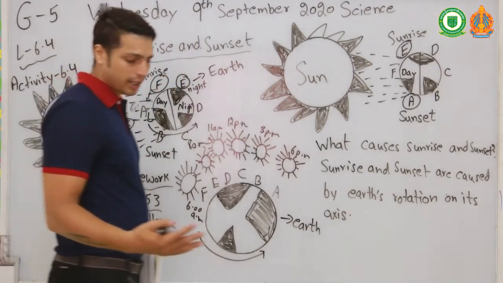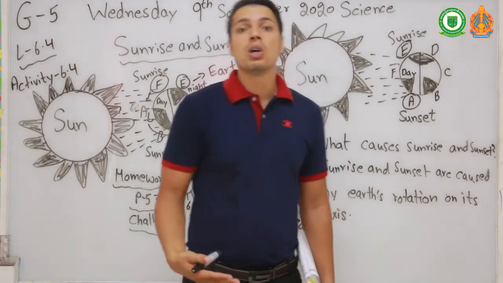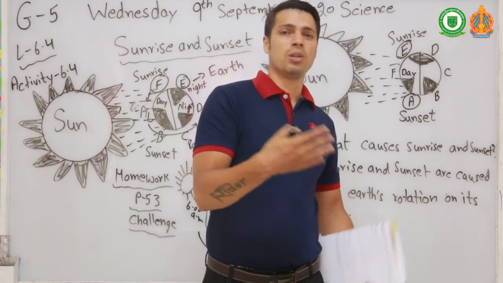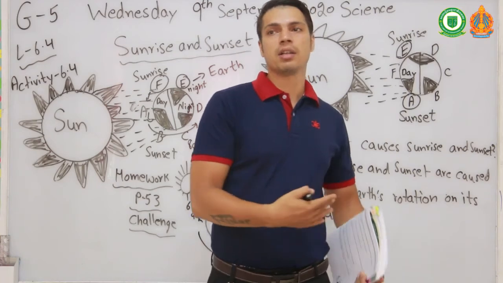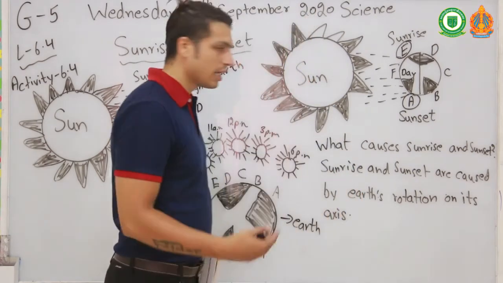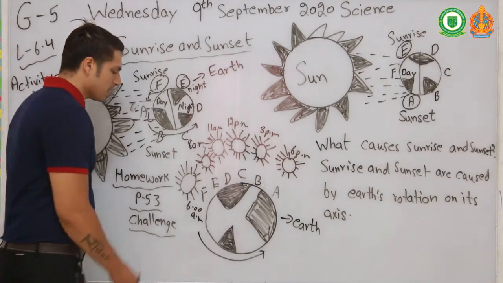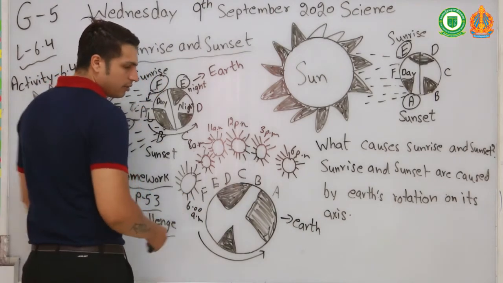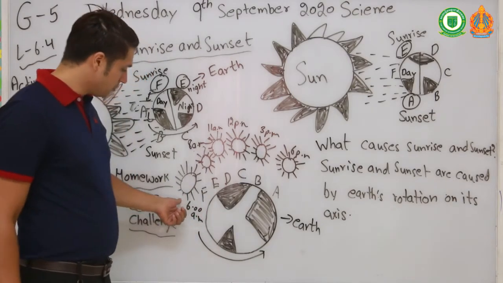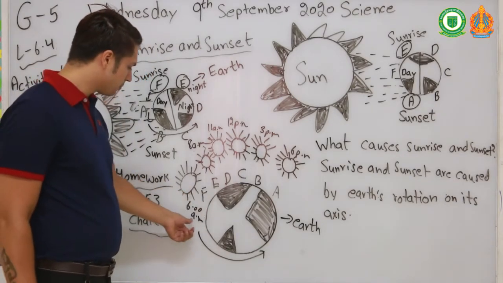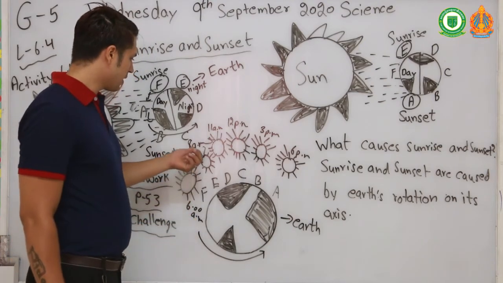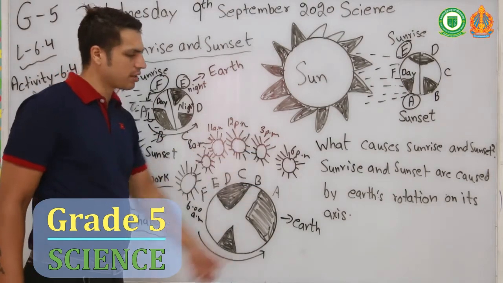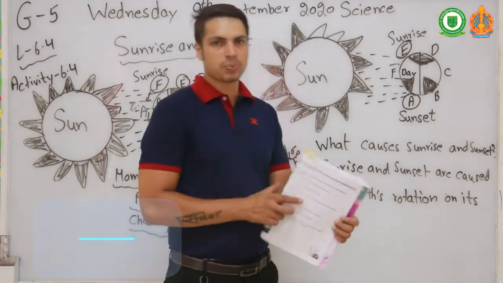So why does the sun appear to go higher and higher in the morning and lower and lower in the late afternoon? That's because the Earth is spinning. Suppose the sunrise is here, so we see the sun here. This is 6 a.m., and here 8 a.m., 11 a.m., 12 p.m., 3 p.m. and 6 p.m. I can explain it with my hand.